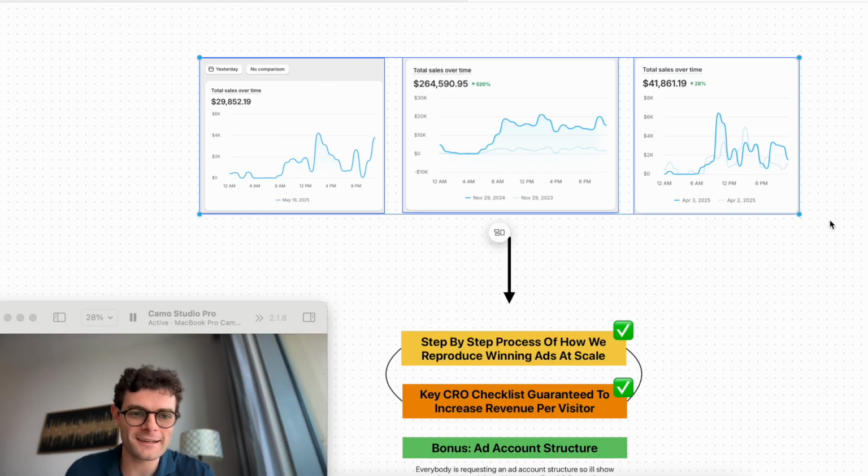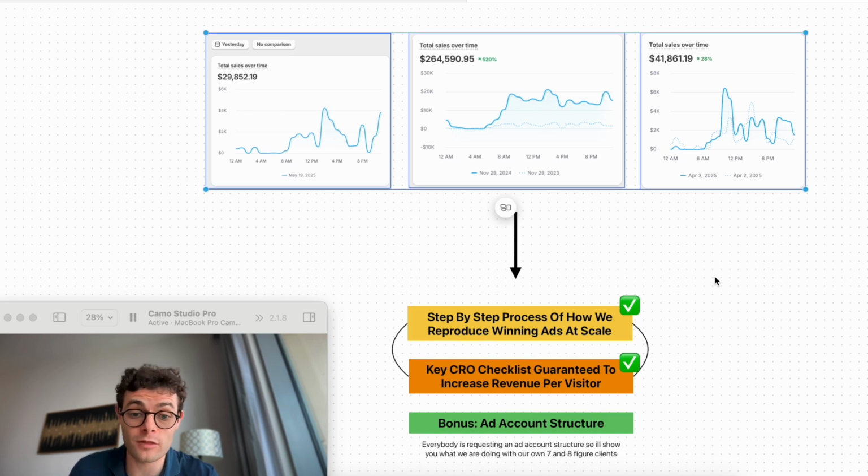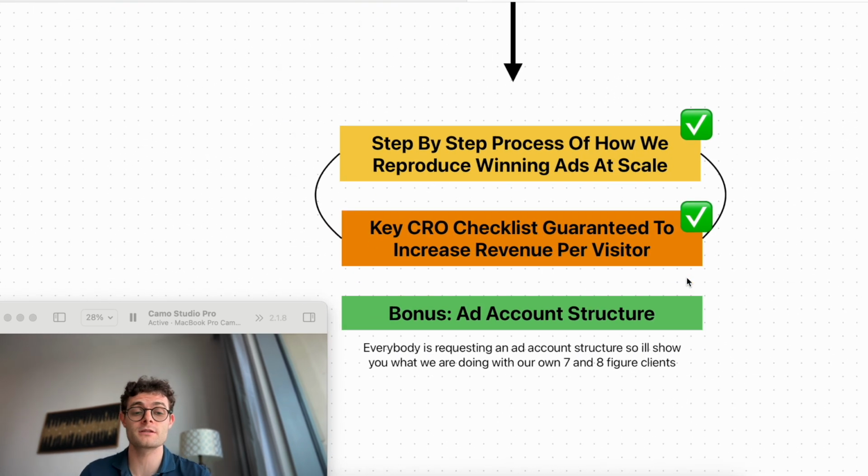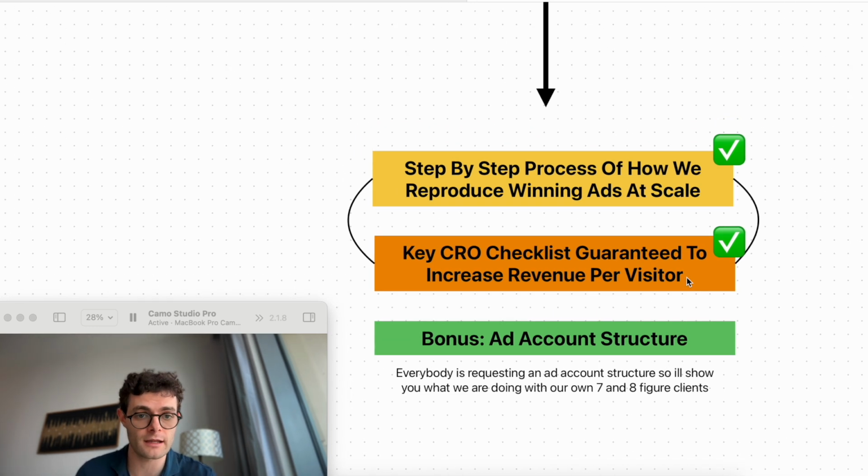Great, so let's get right into it. In today's video, I'm going to discuss several things. These are just some of the points that I'm going to touch base on. Number one, the step-by-step process of how we actually reproduce winning ads at scale. There's a whole process that we use that is really helpful, at least for us, and I'm just going to share that with you, okay?